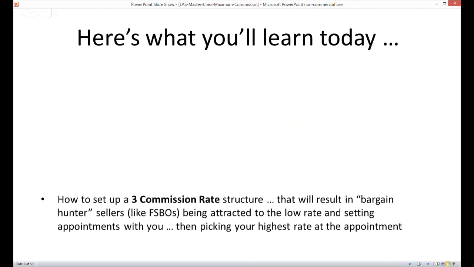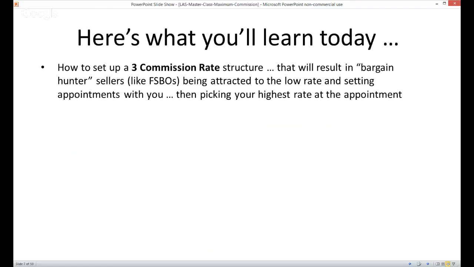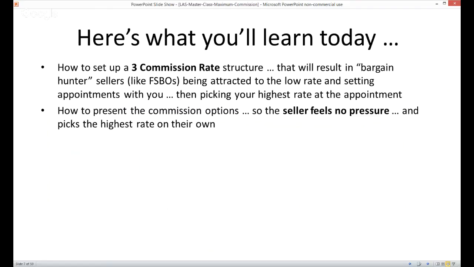So here's what you're going to learn today. You're going to learn how to set up a three commission rate structure that will result in bargain hunter sellers, like for sale by owners and now a lot of other folks too, being attracted to the low rate and setting appointments with you. Then they pick your highest rate when you get to the appointment. So how do you present the commission options so the seller feels no pressure, and that's a key here, and then picks the highest rate on their own?